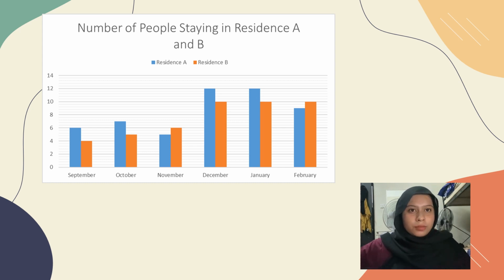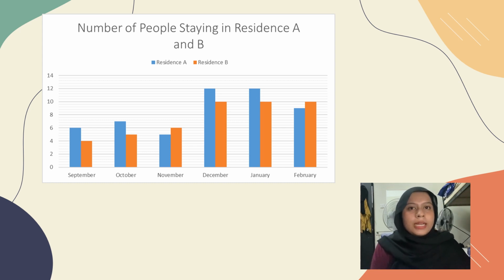What we know from graph 2 is that the number of people staying in residence A and B is not permanent and always changes by month. From September to October, both residences increased by 1 person. In November, residence A dropped by 2 people and residence B increased slowly by 1 person. But the number of people staying in residence A increased sharply in December and residence B also increased from 6 people to 10 people in the same month.